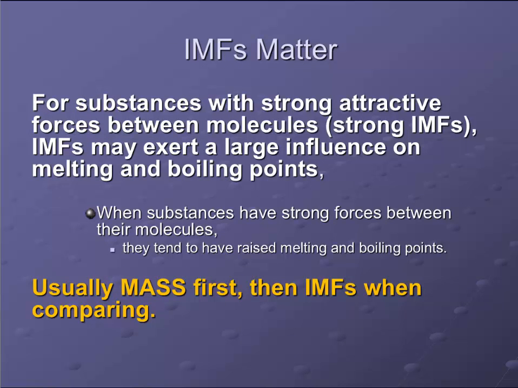IMFs also matter. For substances with strong attractive forces between molecules, IMFs are going to exert a large influence on the melting and boiling points. They tend to have raised melting and boiling points if IMFs are strong. Usually, we find that we should look at mass first and then IMFs when trying to compare or predict melting and boiling points.